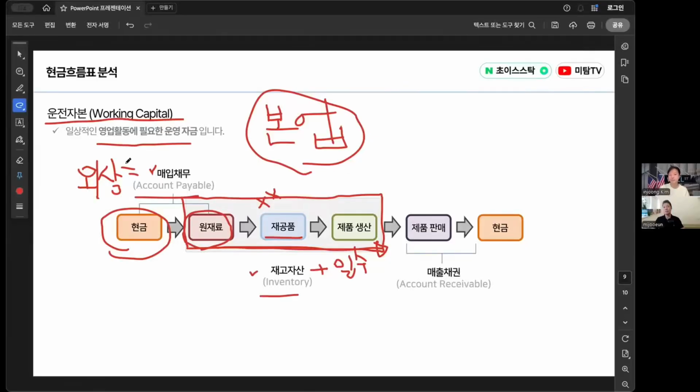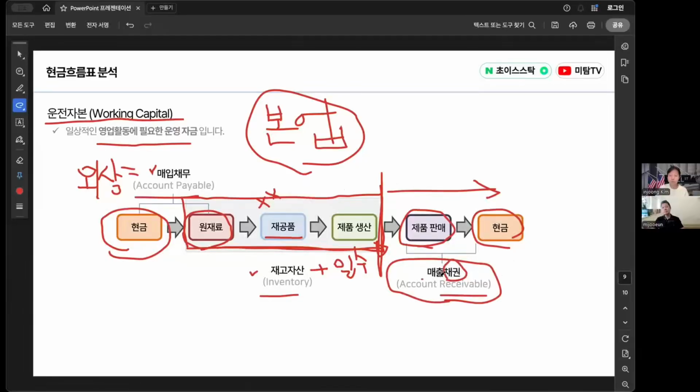Lastly, after producing the product, you sell it, right? But when you sell the product, you don't get cash right away. Just like with accounts payable earlier, it takes some time before you actually receive the cash. During that time, what do we record it as? We record it as accounts receivable. This is called receivables. So a receivable is the right to receive money, and sales mean that you sold the goods. In other words, you sold the goods but haven't received the money yet. So the account that occurs during this period is called accounts receivable.